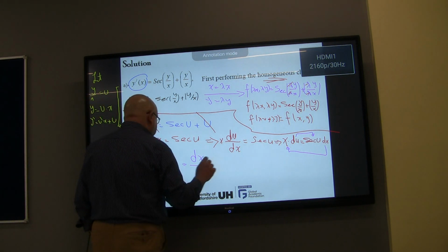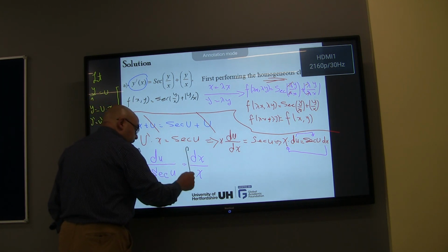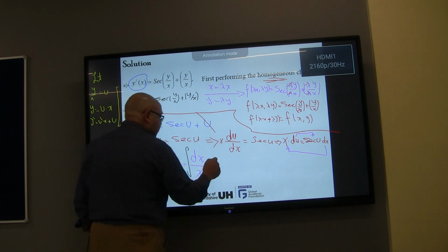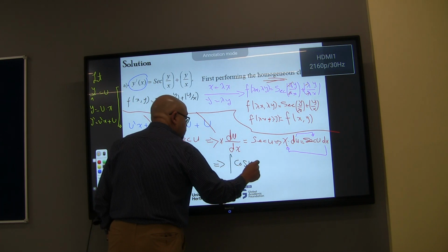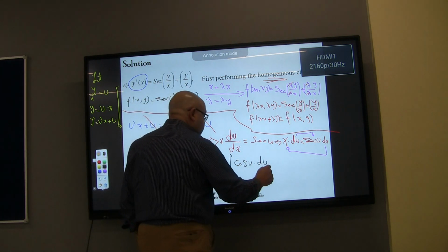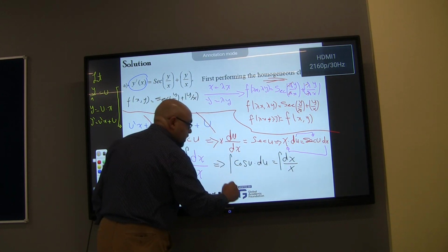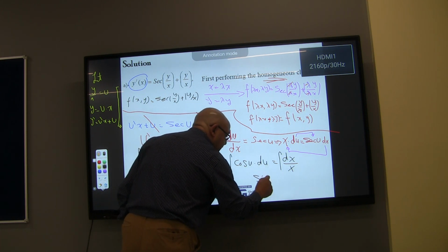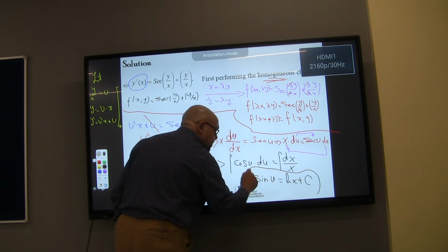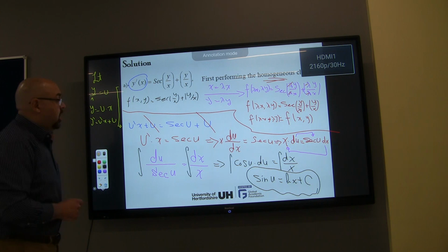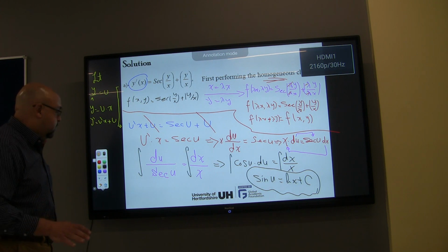Now if I start doing integration for both sides, I will integrate the left hand side and I will integrate the right hand side. What happens now is that I integrate cos u times du, which is going to equal the integration of dx by x. That's going to give you sine u equal ln x plus a constant. This is the general solution. If you want to have the main variables, all you have to do is make a re-substitution.